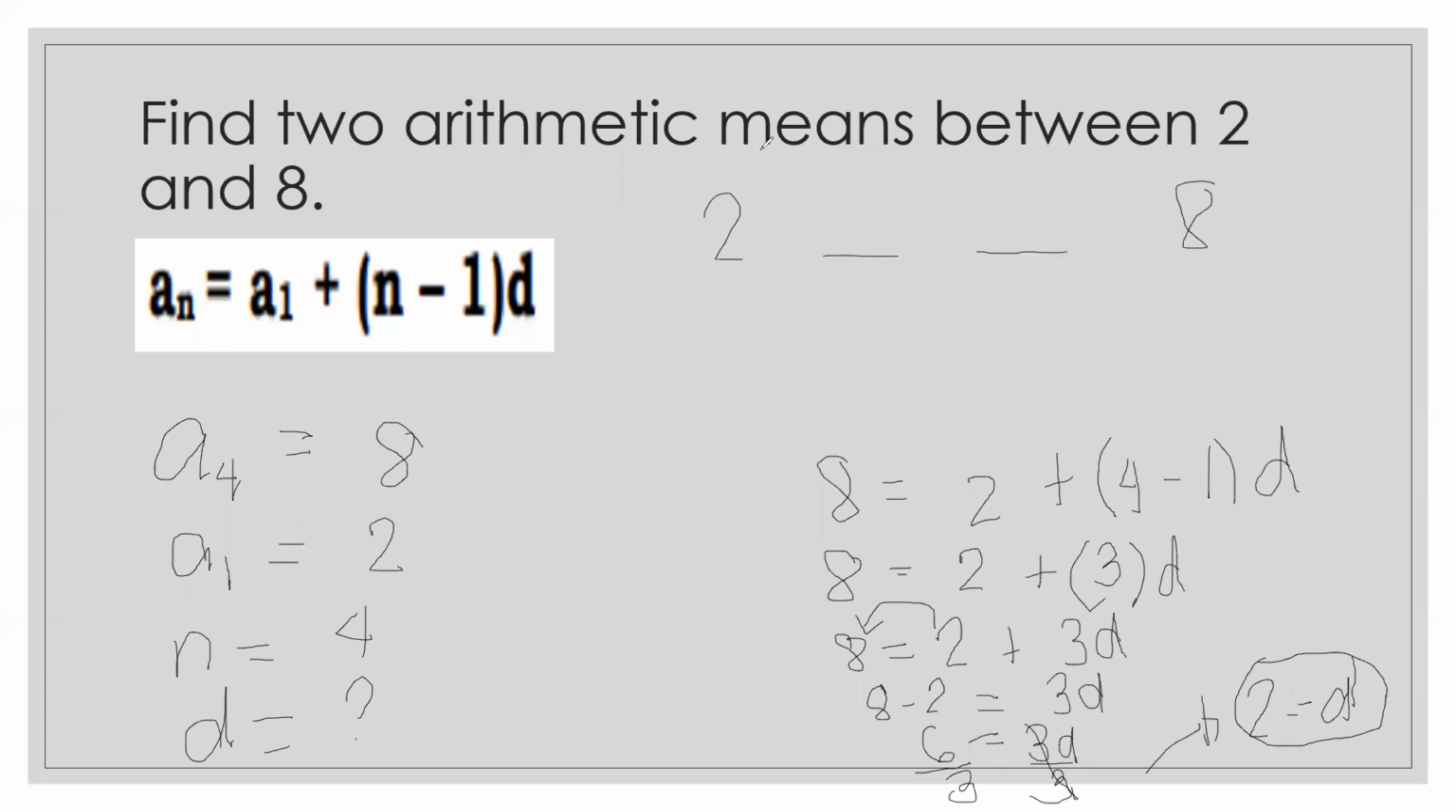So, pwede na tayo maglagay dito ng 2. 2, 2. Check na natin. 2 plus 2, 4. Plus 2, 6. Plus 2, 8. Correct. So our common difference is 2.